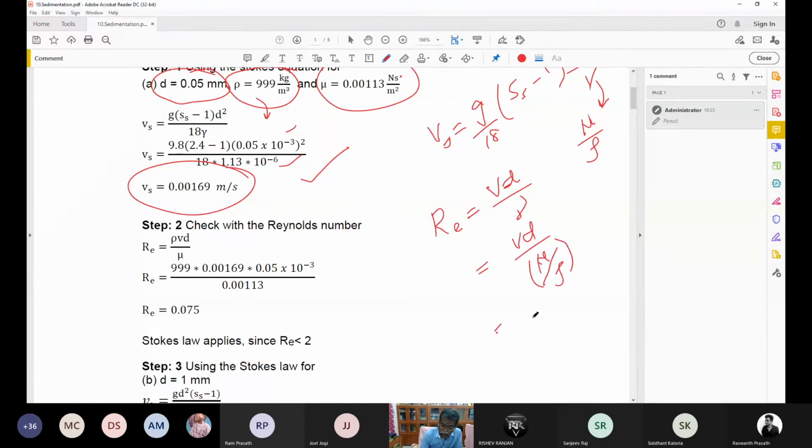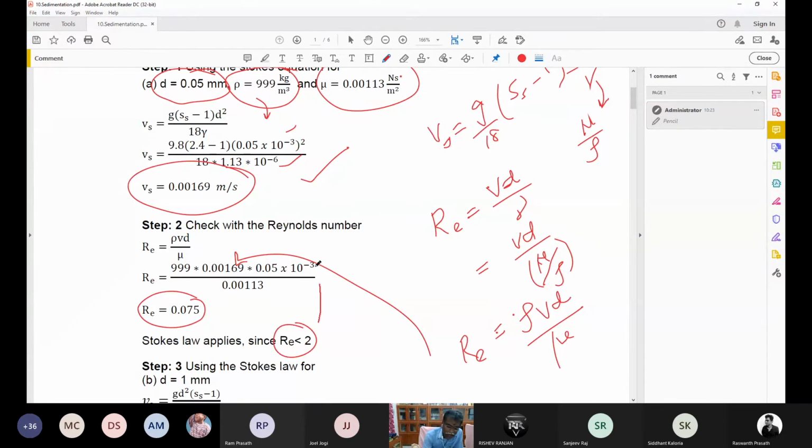The equation can be rewritten as rho Vd by mu. Is it okay? Is it fine? Yes, sir. Substitute all the values, then you check the Reynolds number is 0.075 for the calculated Vs value. So thereby the Re is less than 2, thereby you can say the settling velocity of the particle is 0.00169.